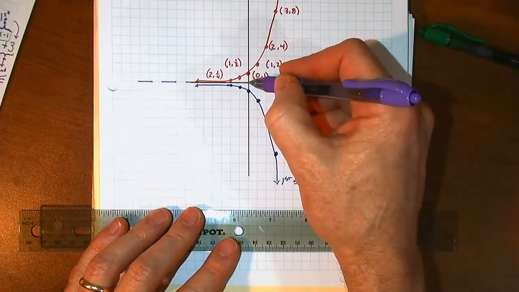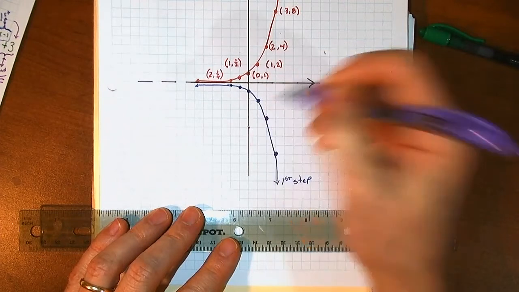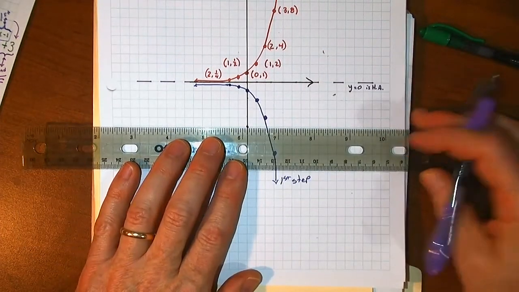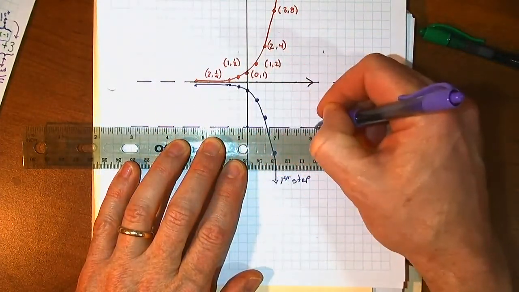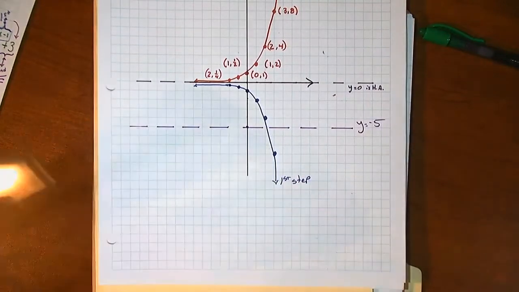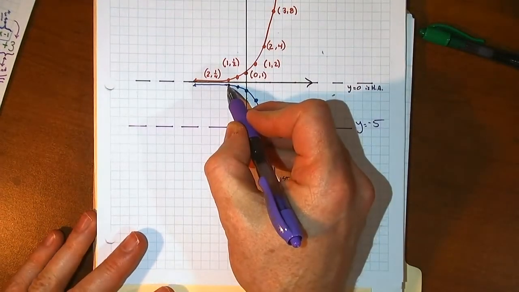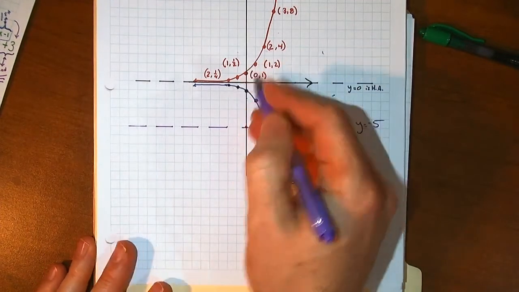So it was at the x-axis. Now it's at 1, 2, 3, 4, 5. So my new asymptote is going to be right there at y equals -5. That's going to be my new asymptote. Okay. Now, each one of these points is going to move down. The reason I like to do my asymptote first is now I don't have to count. I can just compare it to the asymptote.